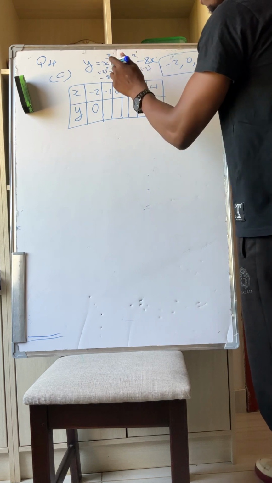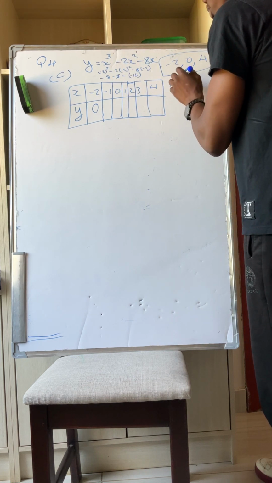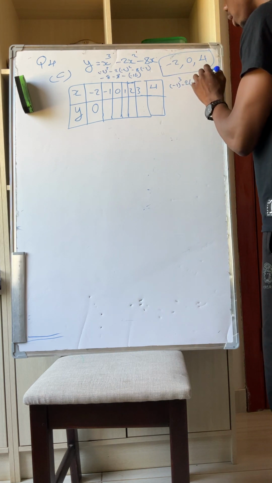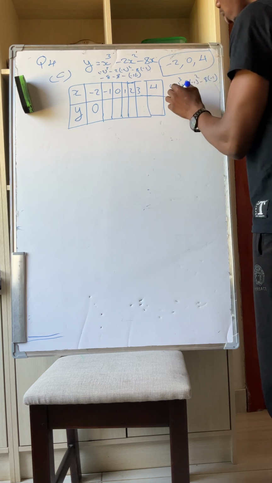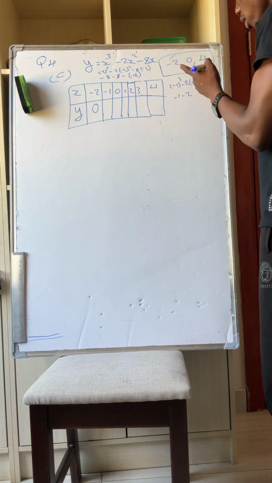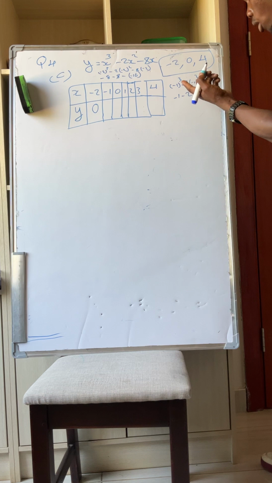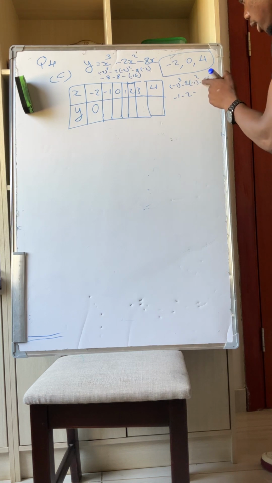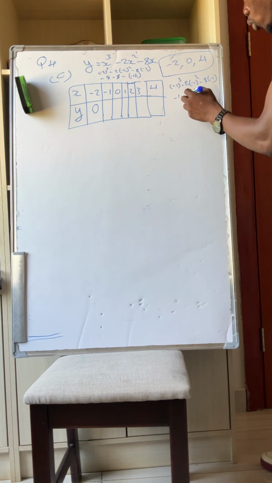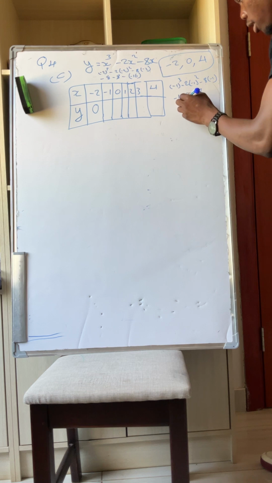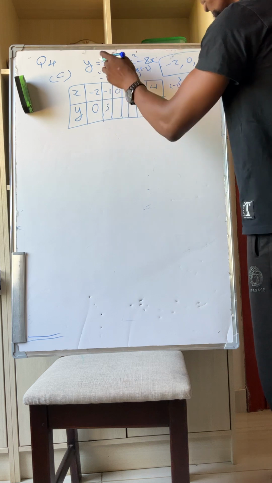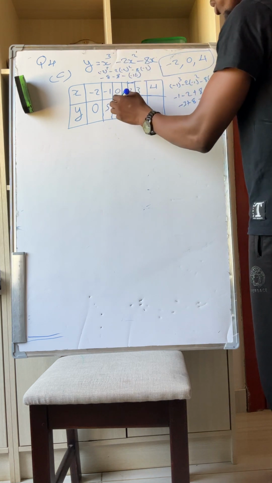What if I put a negative 1? Negative 1 cubed minus 2 open bracket negative 1 squared minus 8 times negative 1. So this one I'm going to have negative 1 minus 2, because negative 1 times negative 1 is 1, minus negative, so I'll just put 8 here. What is negative 1 minus 2? That's negative 3 plus 8, which is 5. So I'll have a 5 here. If I put a 0 here, I'm going to have a 0.